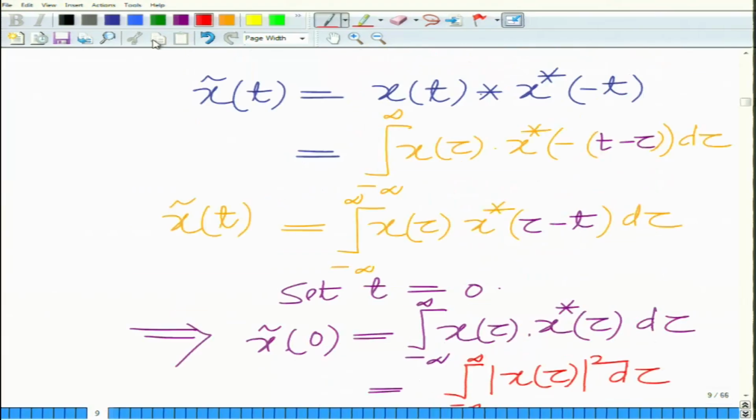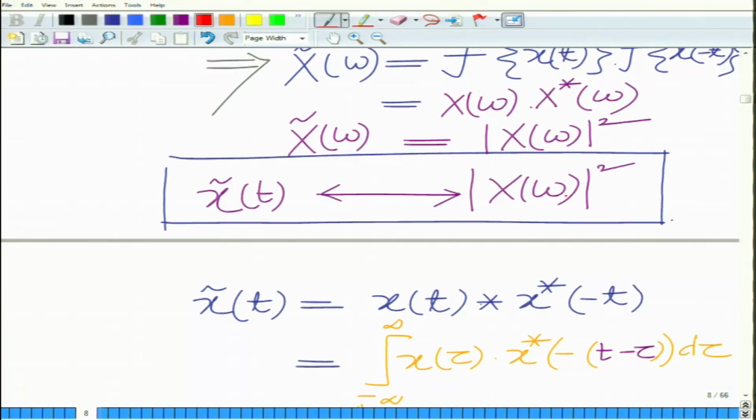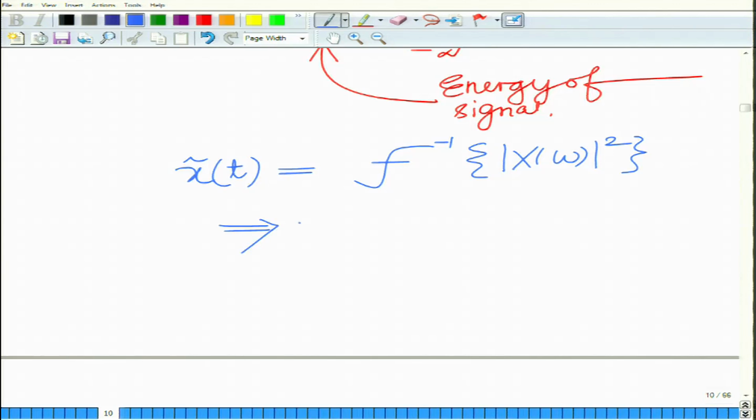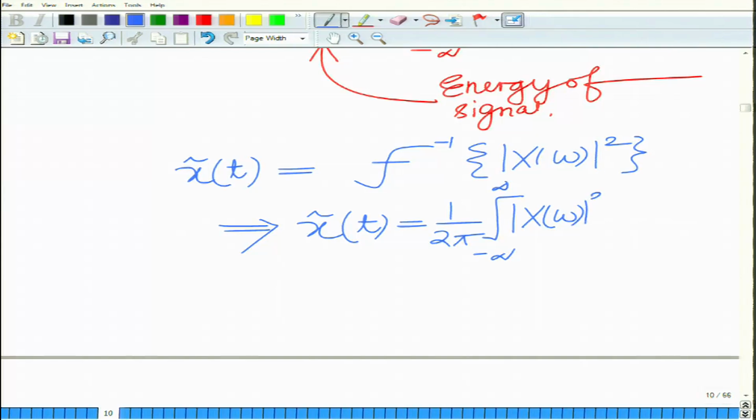Now, we also know that x tilde t is the inverse Fourier transform of magnitude x of omega square. That is what we had shown above. So, from this property, x tilde t is the inverse Fourier transform of magnitude of x of omega square. So, we have x tilde t equals IFT, or basically the inverse Fourier transform of magnitude x omega square. This implies that x tilde t is 1 over 2 pi integral from minus infinity to infinity magnitude x omega square e raised to j omega t d omega.